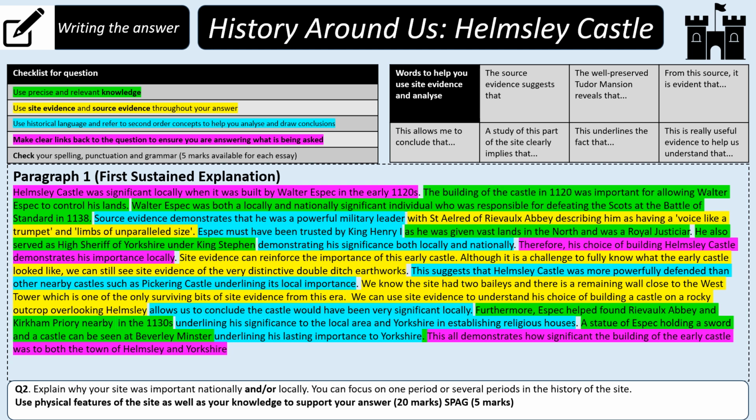Furthermore, Spec founded Rievaulx Abbey and Kirkham Priory nearby in the 1130s, underlining his significance to the local area in Yorkshire in establishing religious houses. A statue of Spec holding a sword and a castle can be seen at Beverley Minster, underlining his lasting importance to Yorkshire. This all demonstrates how significant the building of the early castle was to both the town of Helmsley and Yorkshire.